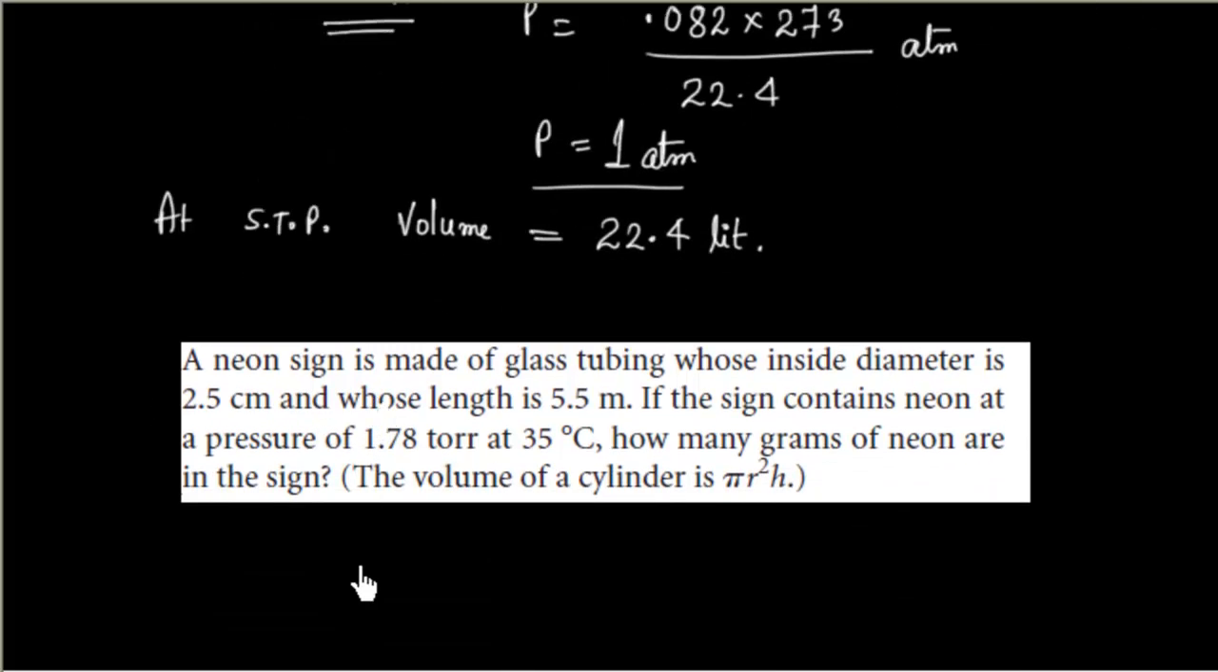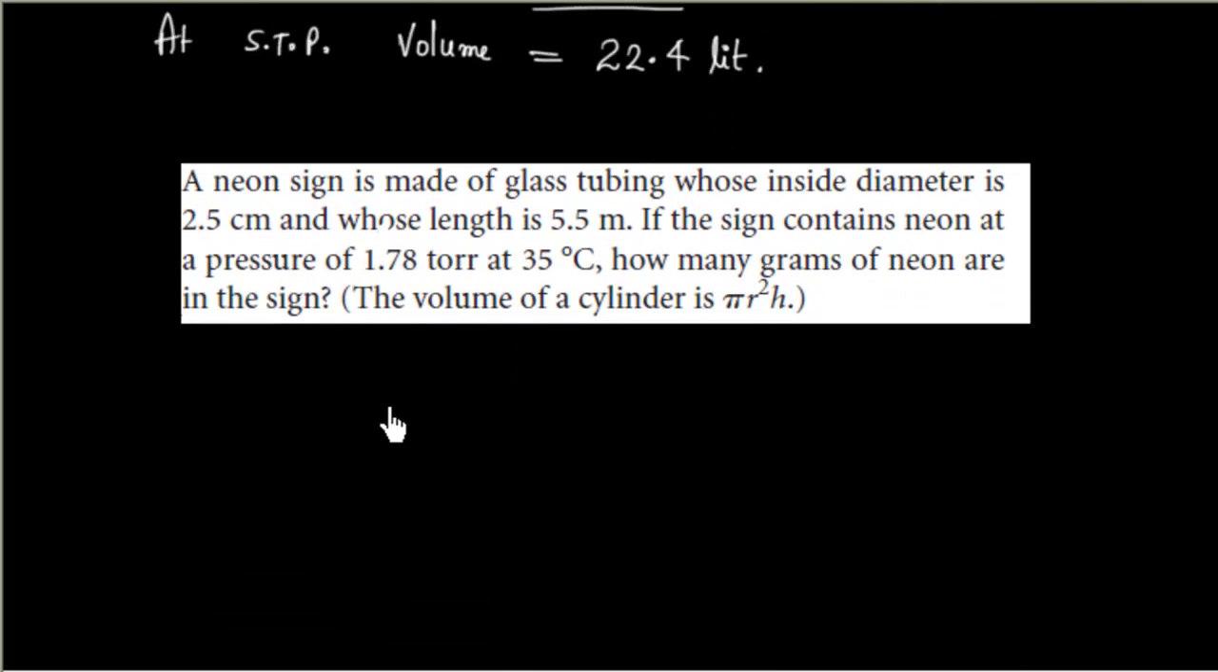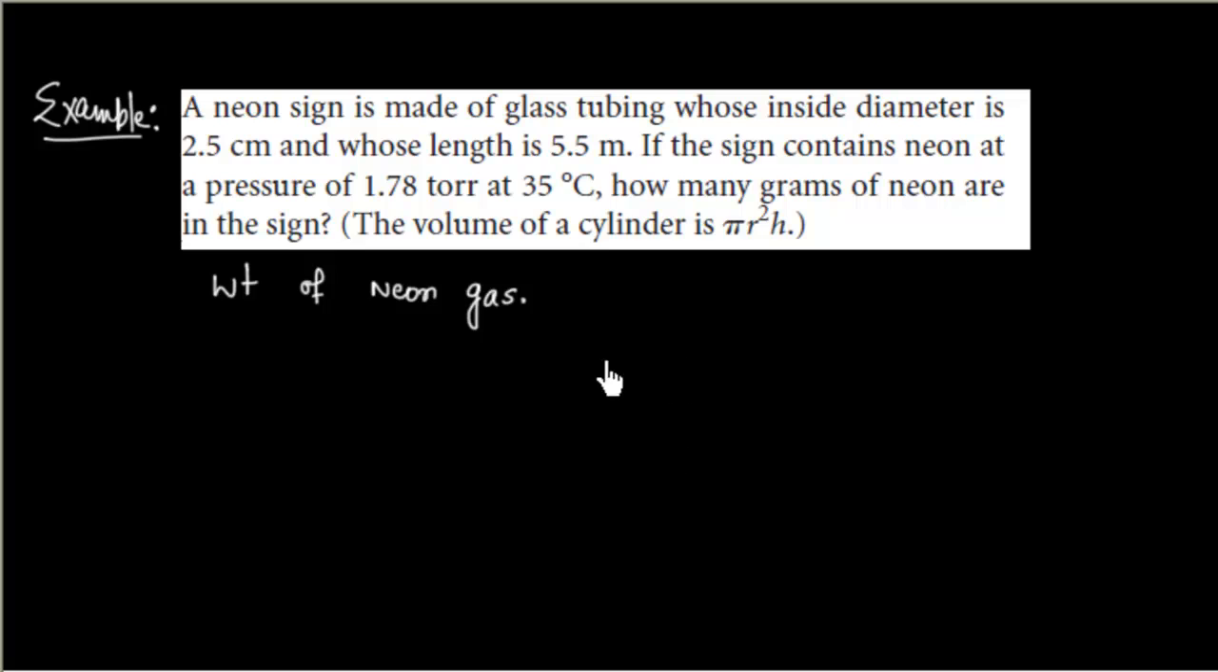Let us apply whatever we have learned here. So we have a problem here, example. So read the example first. So we have to find the weight of neon gas. And let us say what is the information that is given. So you have been given temperature and pressure.